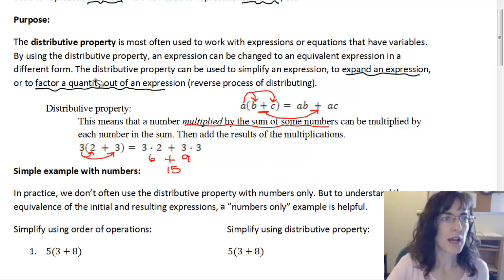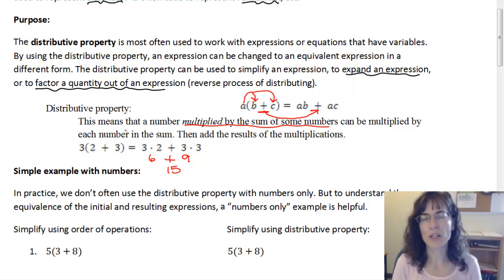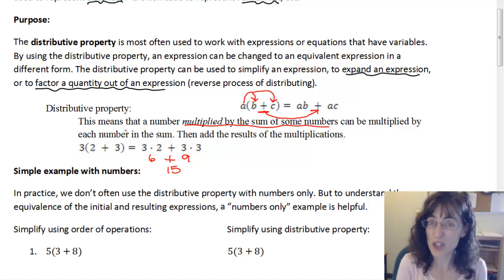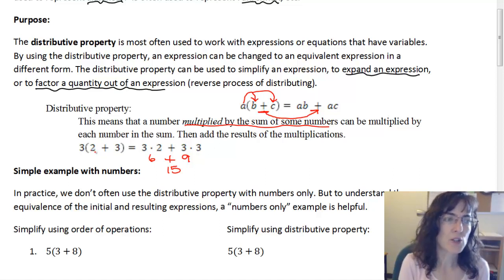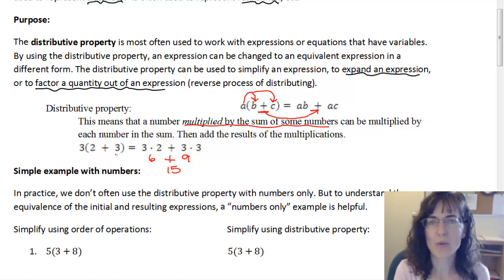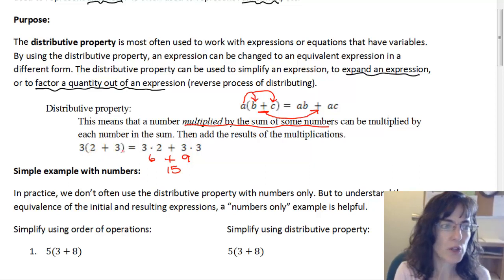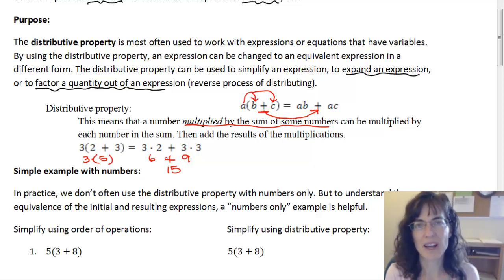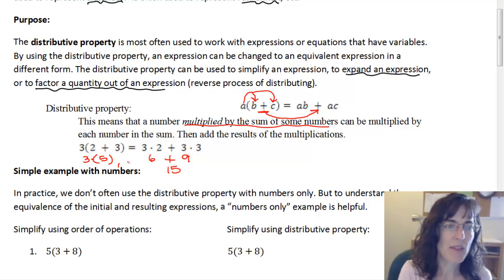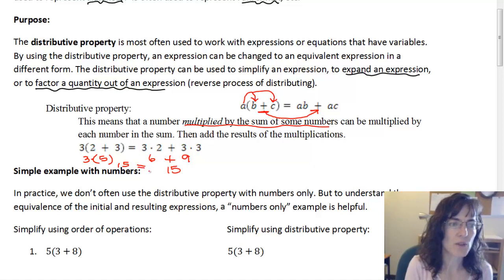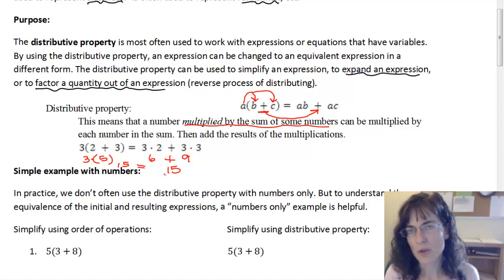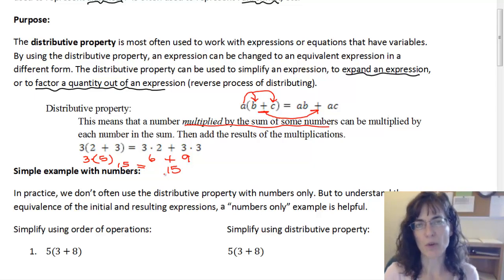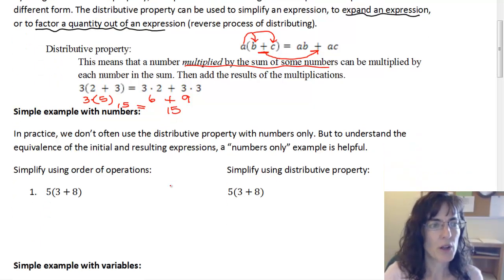Now, if I try that, and I don't use the distributive property, but I just follow the order of operations, it should come out the same way. Let's see. Order of operations says take care of what's inside the parentheses first. So 2 plus 3, and there I get 5. And then the 3 out front, that's multiply, so that's 3 times 5, and that also comes to 15. So they're equal. Either the distributive property or order of operations is going to work for you here.